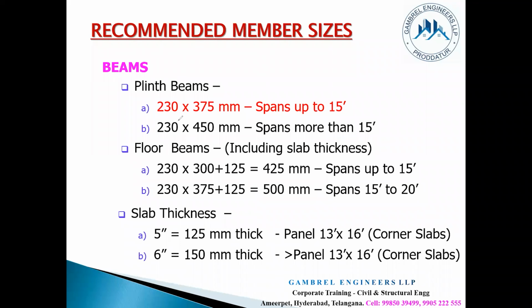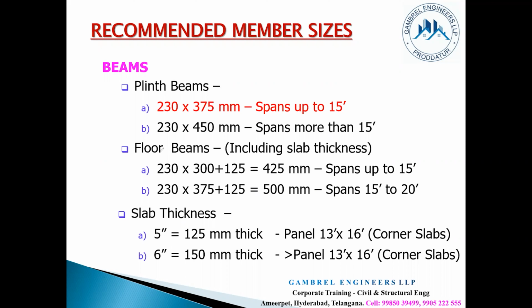If it is more than 20 feet, then I prefer 450 mm. Otherwise, I prefer only 230 by 375, even if it is up to 20 feet. Plinth beam level, plinth beam, because plinth beam level will not have any load. It will have only wall load, no slab load, no light load, nothing. So that's why, though the span is a little higher, you can take a smaller cross section. So suggested sizes, you can try with 230 by 375.